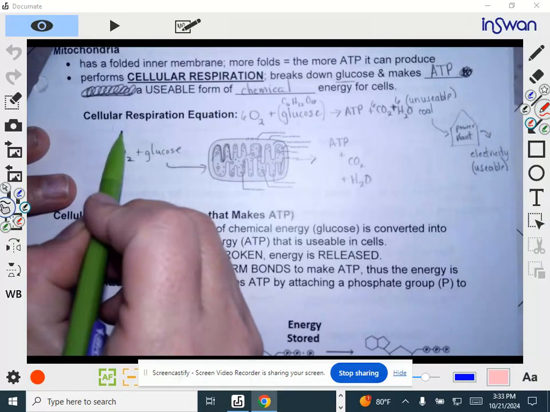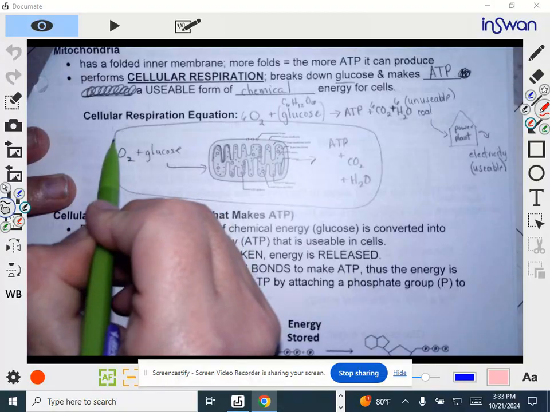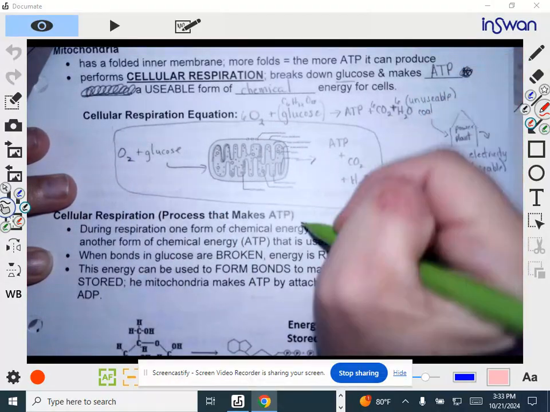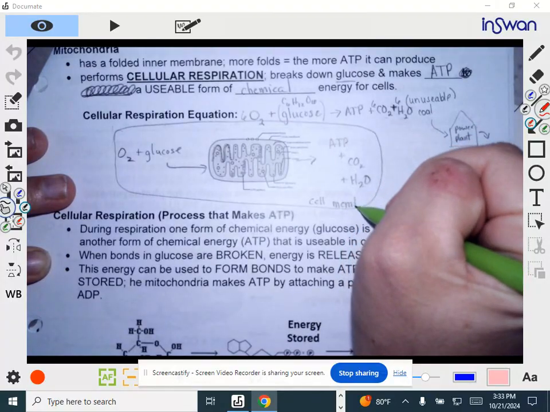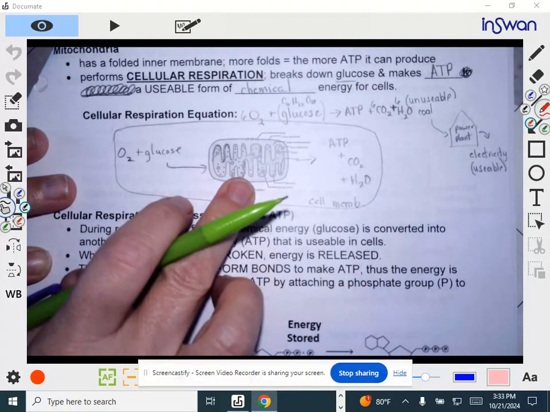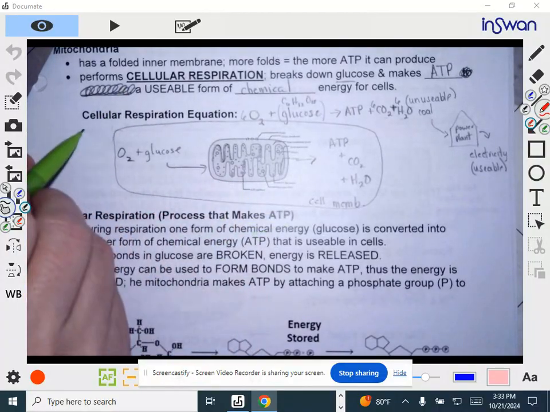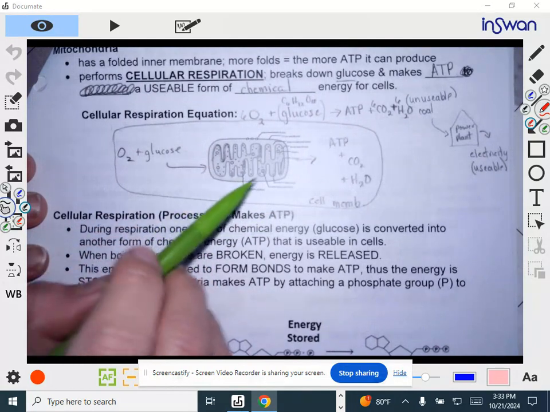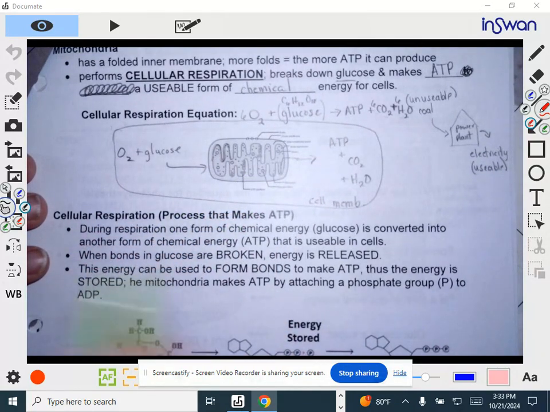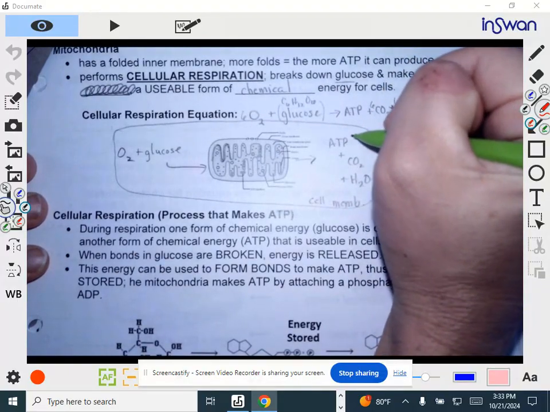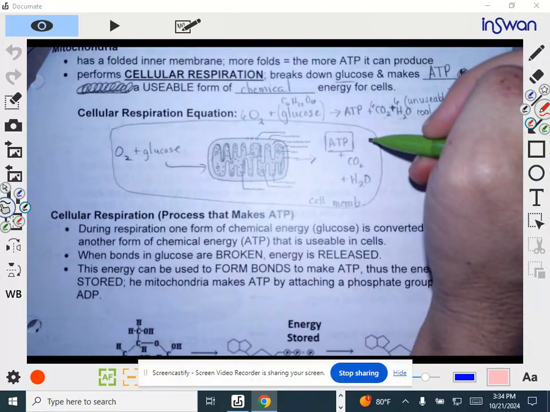Now, I also want to make sure you understand that this is a cell. I'm going to write this. This is the cell membrane right here. Mitochondria is not a cell. It's an organelle inside the cell. So the cell will take in oxygen and glucose, send it to the mitochondria, and the mitochondria is going to make ATP, CO2, and water.